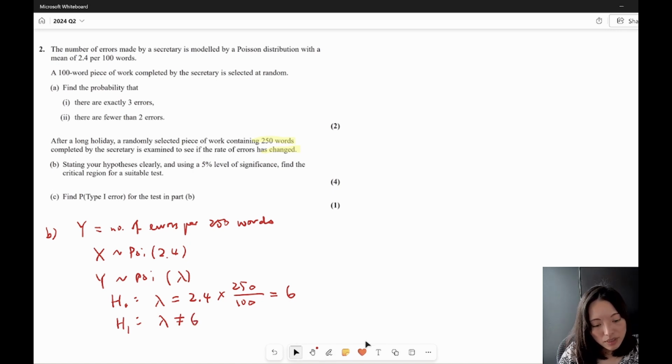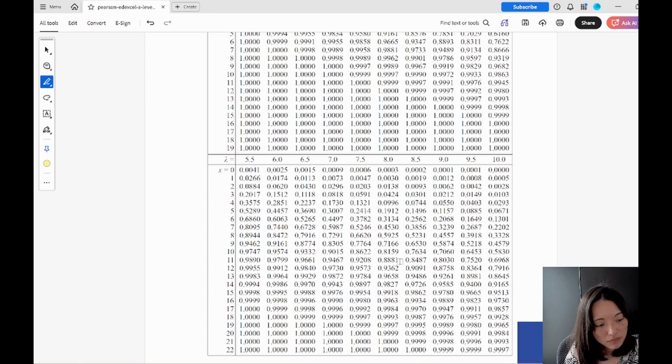Let's look at our statistical tables. When lambda equals 6, let's see which probabilities we're interested in. We want to note down the probabilities that straddle 0.025, because we're looking at a two-tailed test. So we're going to be copying this probability and that probability, and also at the other end of the tail, that one, because these two probabilities straddle 0.975, which is 1 minus 0.025.